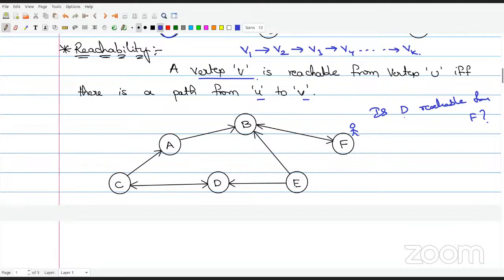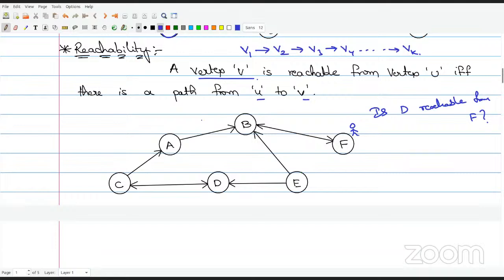Now the question is, is D reachable from F? So now you are at F. By traversing through edges, can I go to D? Okay. So this particular graph is a directed graph. Directed graph and undirected graph: the difference is whether you see directions on the edges. This edge has a direction from A to B. There is no backward edge from B to A. If you see at least one edge like this, then that graph is called a directed graph.